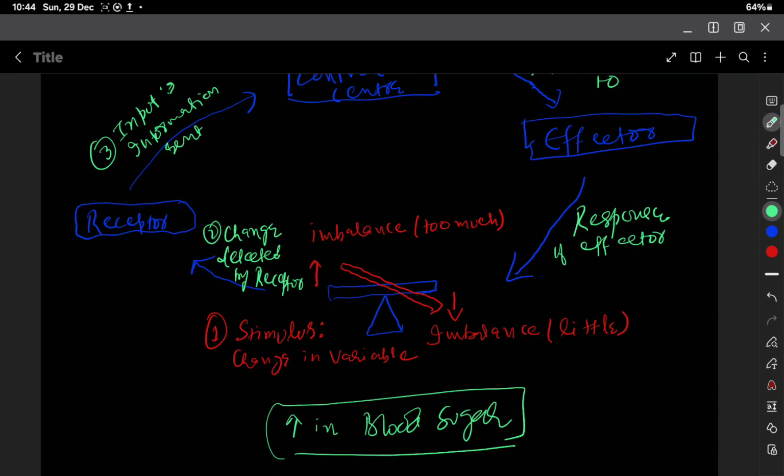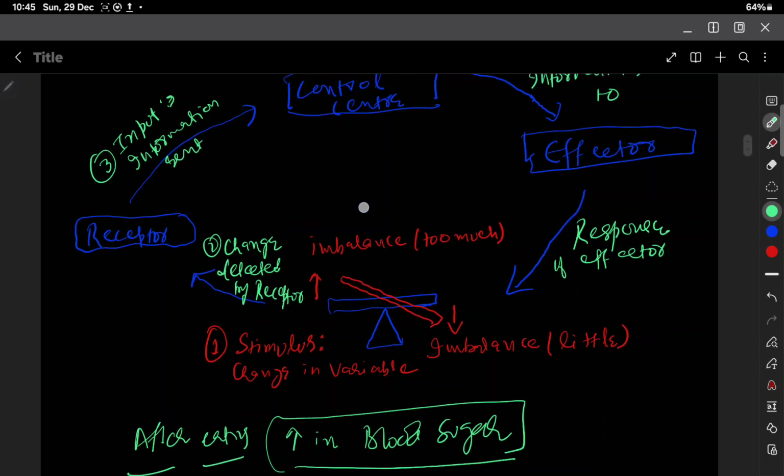Okay, so generally after eating, what happens? When we eat, after some time there will be an increase in the blood sugar. Then, as a receptor, the pancreatic cells detect the rising blood glucose levels after eating. This receptor will send information to the control center. Here it is the control center.